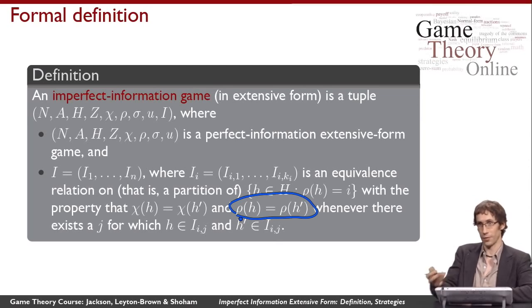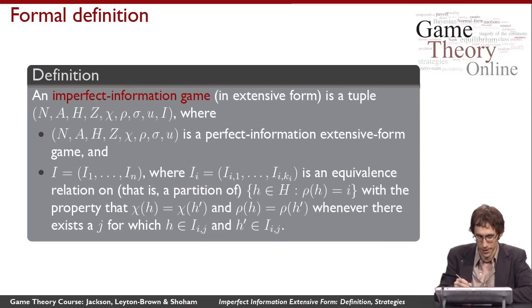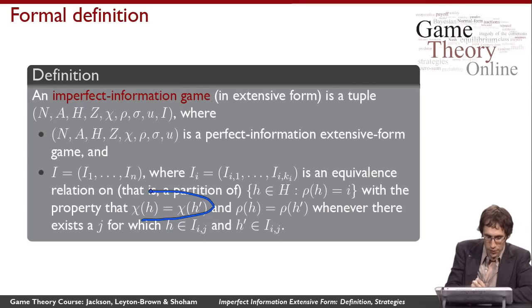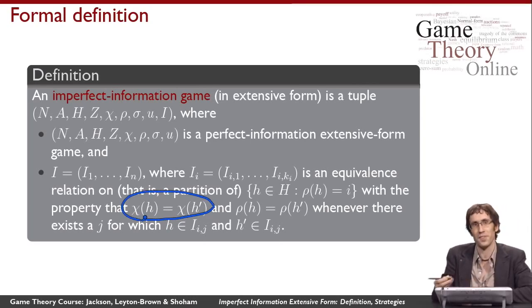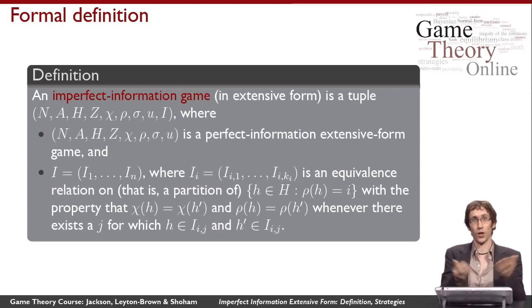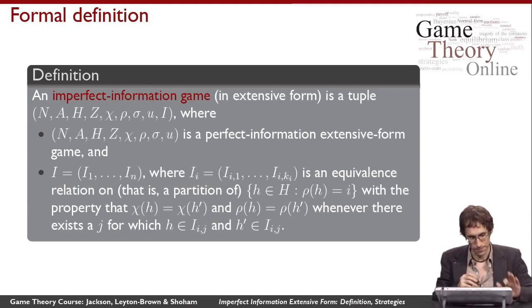So the player, when he shows up, would know which player he was. He would really not be confused about all of the nodes in the equivalence class. And the second restriction we have is that the two choice nodes have to have the same set of available actions, because if the player can't tell them apart, he has to know what to do. And that's the only restrictions.